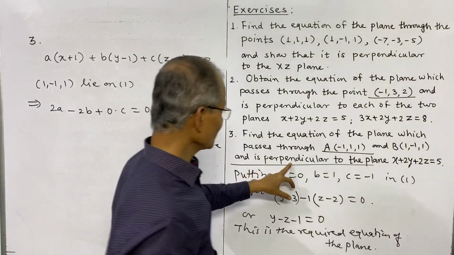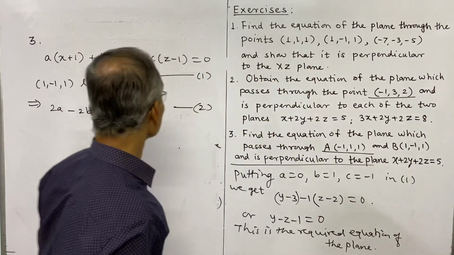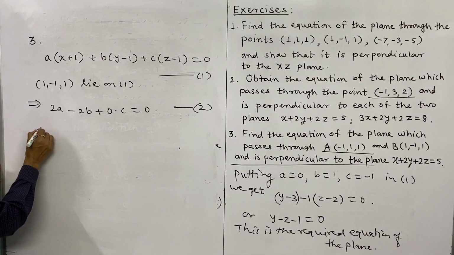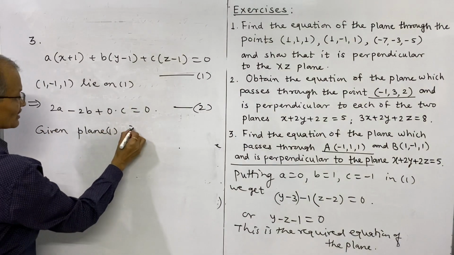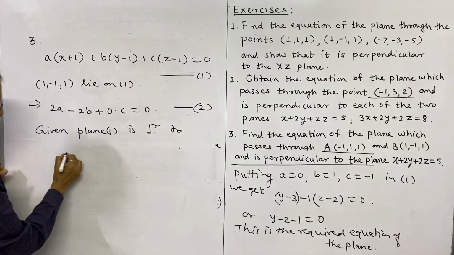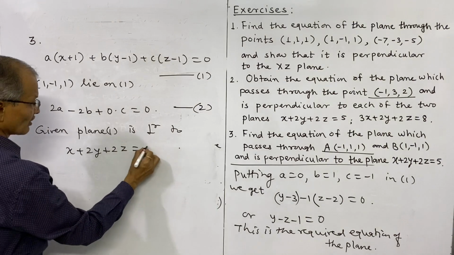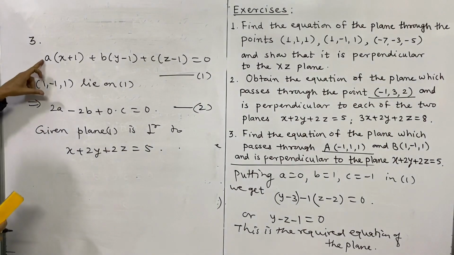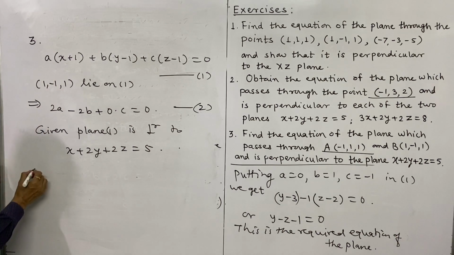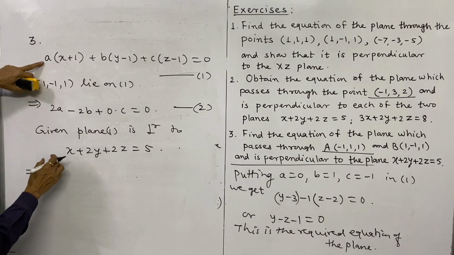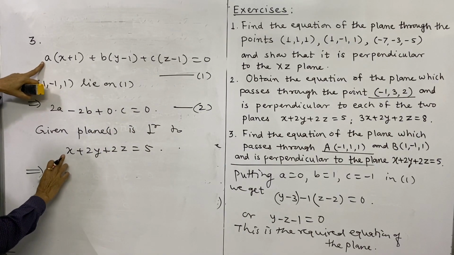And what about the next? The required plane is perpendicular to the given plane. Also, the third condition is given: plane 1 is perpendicular to which plane? x plus 2y plus 2z is equal to 5. And therefore use the perpendicularity condition between this plane and this one. So this implies the DRs of this plane are A, B, C and the DRs of the normal to this plane are 1, 2, 2.